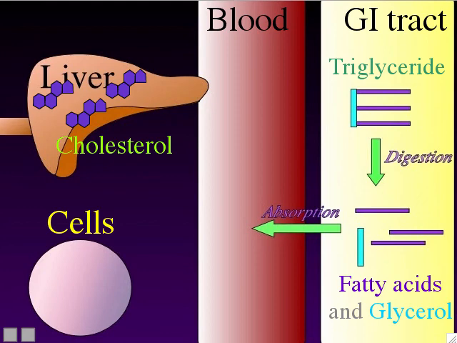Now, once the liver has manufactured the cholesterol molecules, the liver has to ship them out into the bloodstream so that those cholesterol molecules become available to your cells, so your cells can put them in their membranes or use them to make steroid hormones. And so here's what happens.